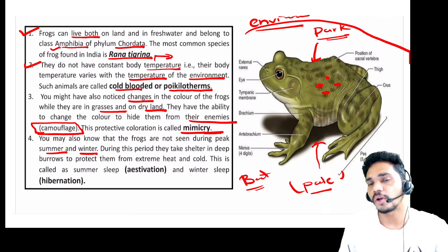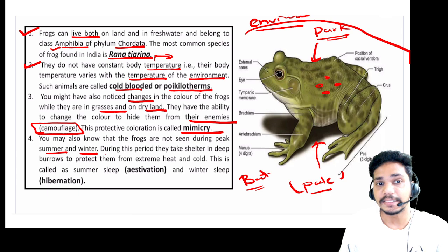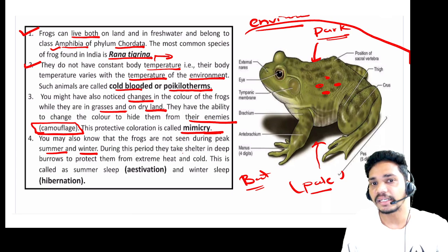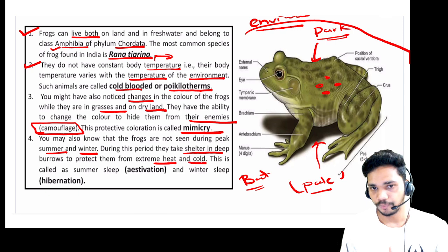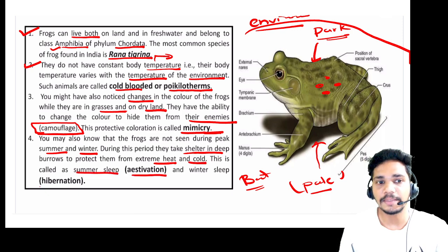कहाँ जाते हैं peak summer और winter में? ये deep sleep में जाते हैं, right? During this period they take shelter in deep burrows to protect themselves from the extreme heat, so they can't tolerate the extreme heat and the cold. Okay, so this is called summer sleep, estivation, and winter sleep, hibernation.